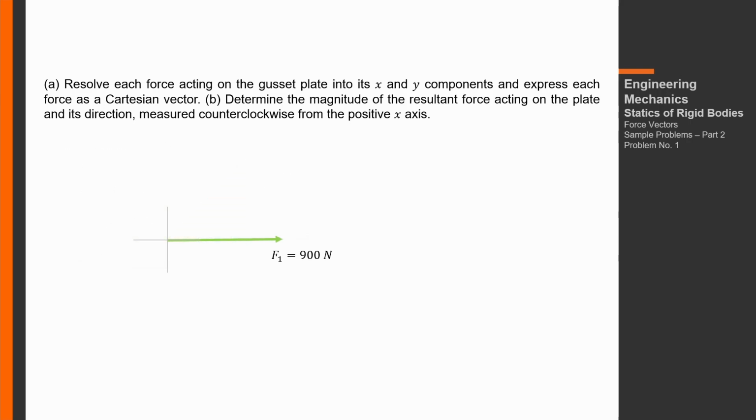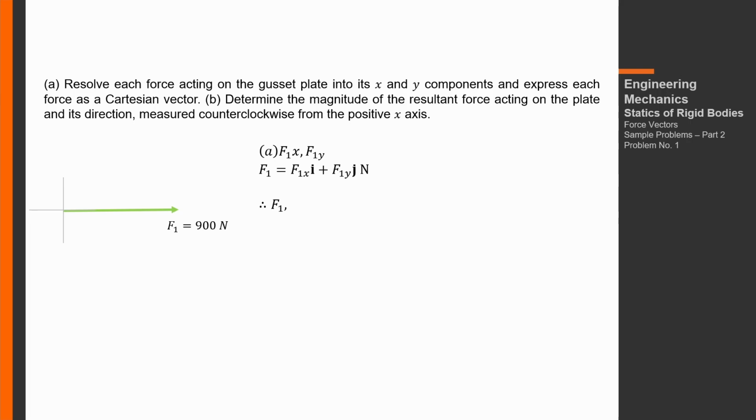So, unahin natin yung first force na may magnitude na 900 newtons. So, components is F1x and F1y. Cartesian vector ng F1 is equal to F1x i, yung unit vector i, para dun sa x component, tapos F1y j para dun sa y component. And then yung unit na newtons.